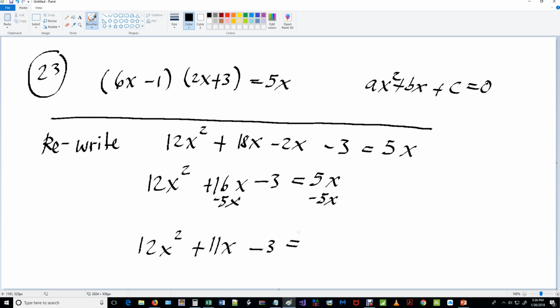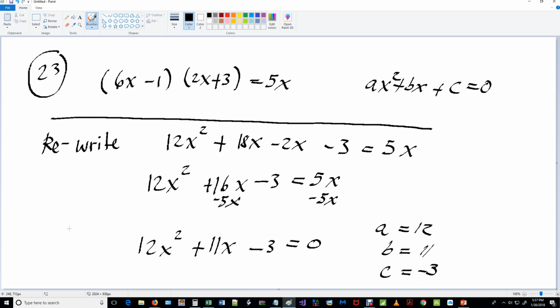And on the right hand side, 5x minus 5x gives you nothing. And nothing, well, that's what we want. Nothing is actually 0, right? So this is the equation in standard form. Right away, you know a is 12, b is 11, and c is minus 3. That's the advantage of writing this in the standard form, right? Because you right away know a, b, and c automatically.